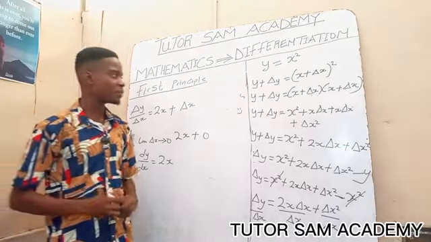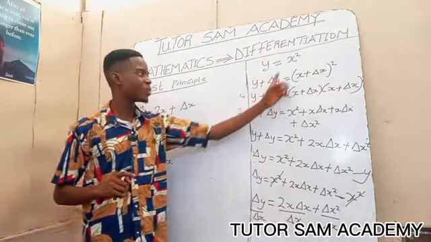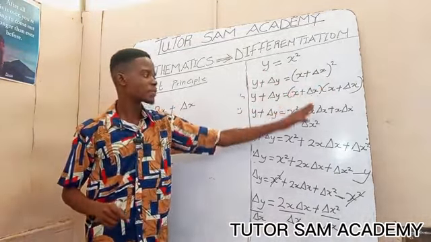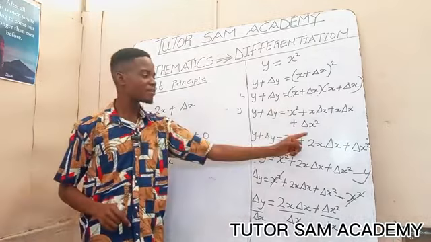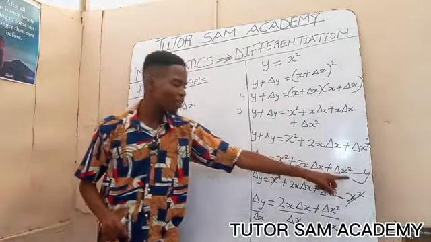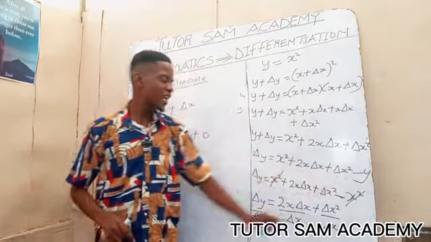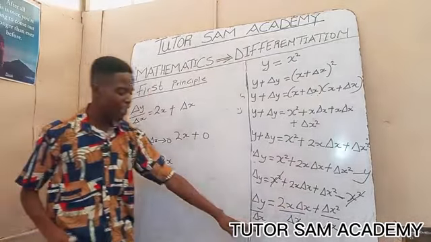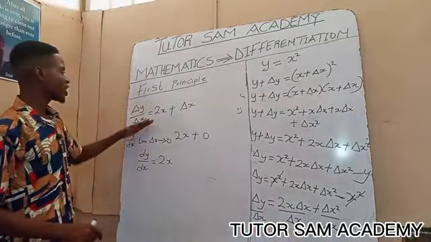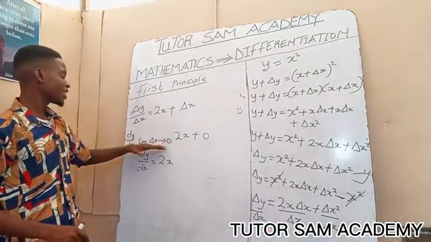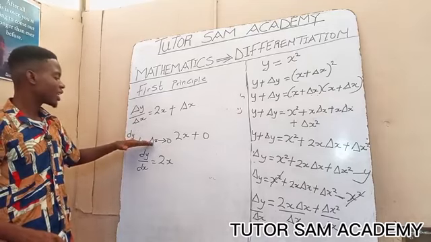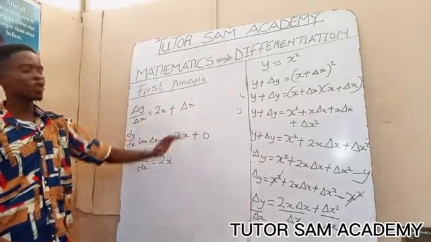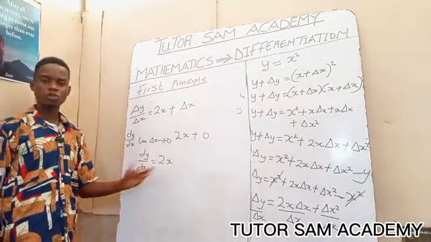Let me recap the steps again. The first step, let there be an increase in y and x. After that, when you increase it, you expand. After expansion, you take y to the other side. When you take y to the side, you substitute for y. When you substitute for y, you divide through by changing x. When I divide through by changing x, I arrive at this. The final step is to take a limit. Take limit as changing x approaches 0. That is, anywhere you see your changing x, turn it to 0. Then we have our final answer to be 2x.